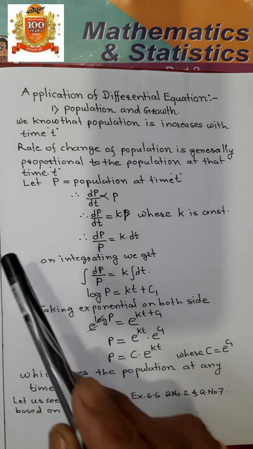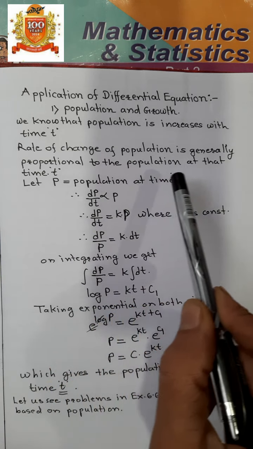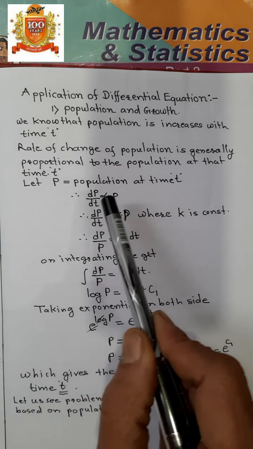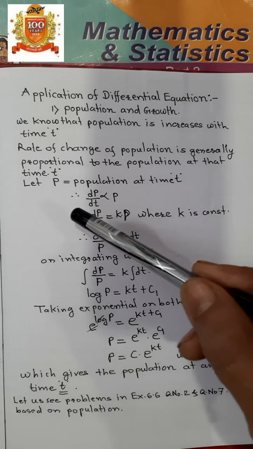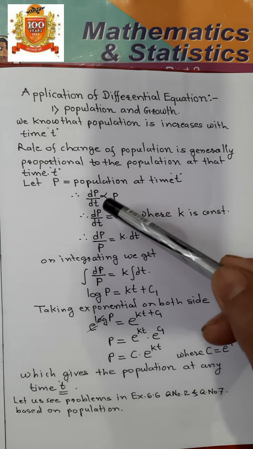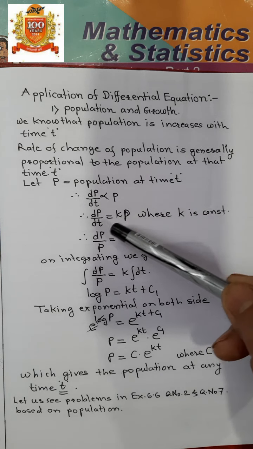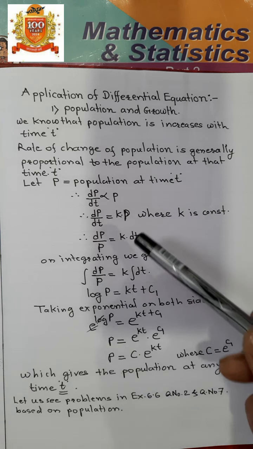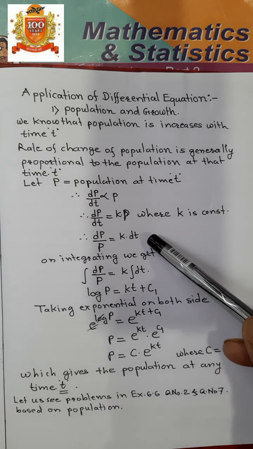Therefore, the rate of change of population is generally proportional to the population at that time. Let P be equal to the population at time t. Therefore, the rate of change of population dP by dt is directly proportional to P. Therefore, dP by dt is equal to kP, where k is a constant. Therefore, dP upon P is equal to k dt, isn't it?